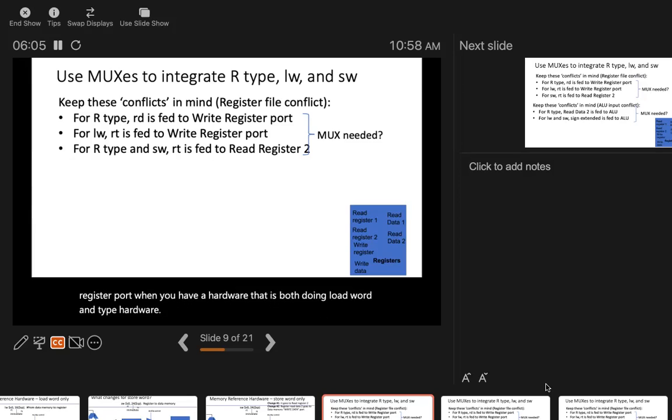For R type and store word instruction, RT is fed to read register 2. So you'll have to resolve those contentions using a multiplexer.